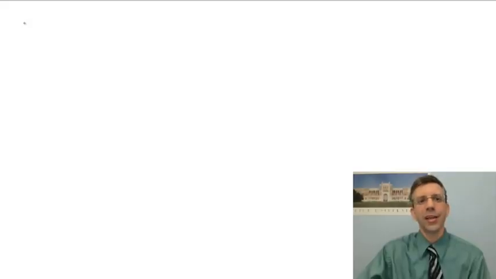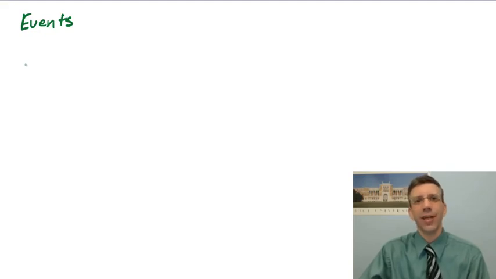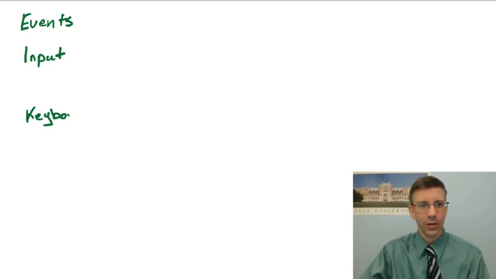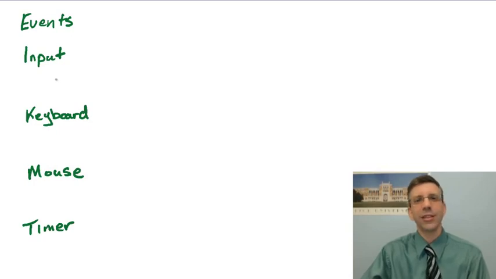To better understand the event-driven programming model, we have to talk about events. What are these events? There's a bunch of different kinds of events, and it really depends on what type of system you're running, what the events of interest are. So we're going to focus today on the events that you're going to see in this class. I'm going to break them down into 4 categories. You're going to see some input events, keyboard events, mouse events, and timer events.